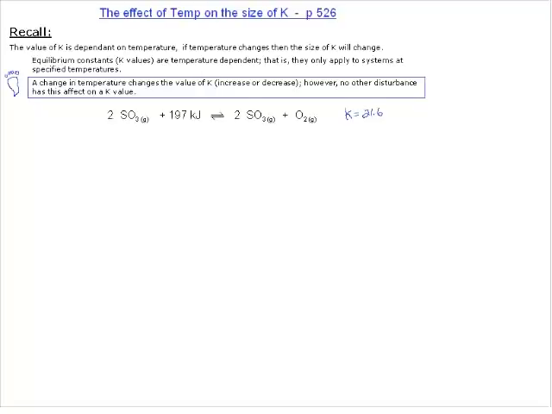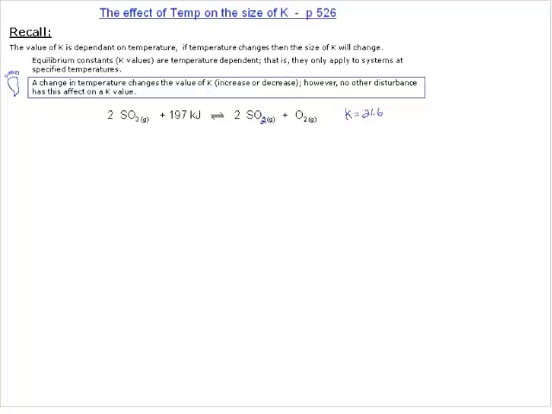So if we look at this particular reaction here and saying, okay, sulfur trioxide plus 197 kilojoules of energy goes forward to produce sulfur trioxide and oxygen. What have I got down here? This should be sulfur dioxide. Sorry about that. Let me just fix that. So it's going to be SO2. Here we go. And the value of k for this reaction at standard temperature and pressure is 21.6.